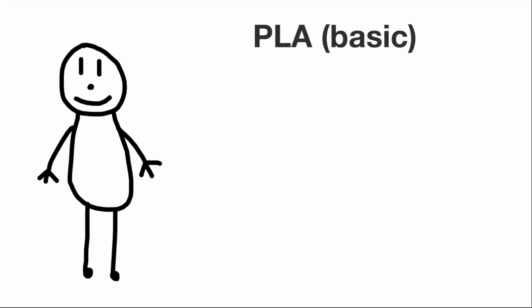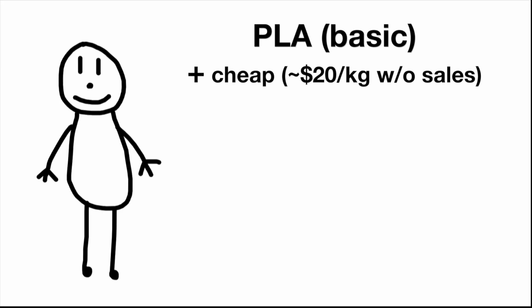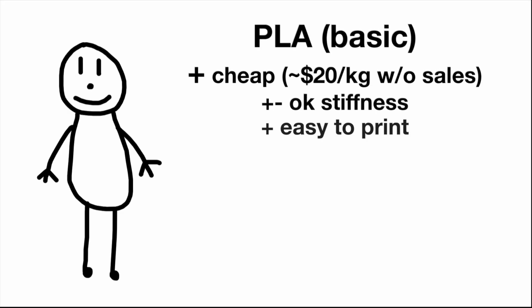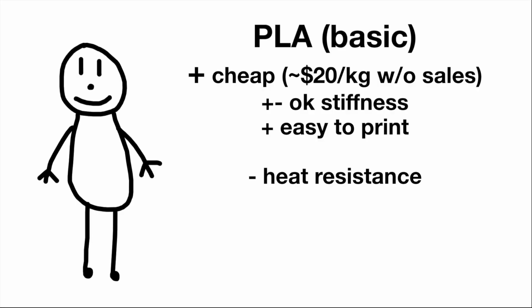First up, PLA Basic. It's cheap, it's relatively stiff, it's one of the easiest materials to print on basically any printer. The one downside it does have is heat resistance. However, from my experience of using it directly in contact with my rocket engines, it actually holds up surprisingly well.